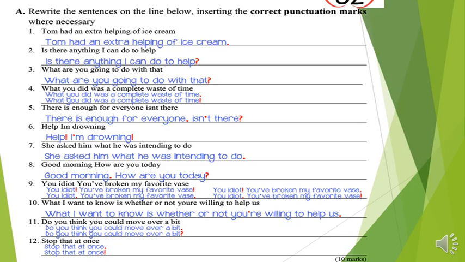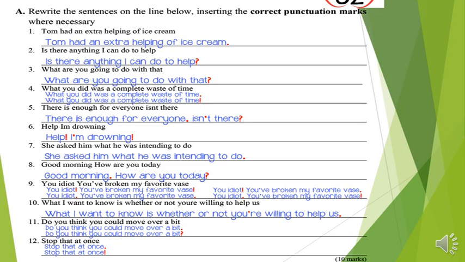After that, you would have, is there anything I can do to help? So obviously here you're asking something. So the end mark for this one would be a question mark. Number three would be, what are you going to do with that? It's a question again, obviously, because you're waiting for an answer. Number four, what you did was a complete waste of time. Okay, here you can have both the full stop and the exclamation mark. Why?